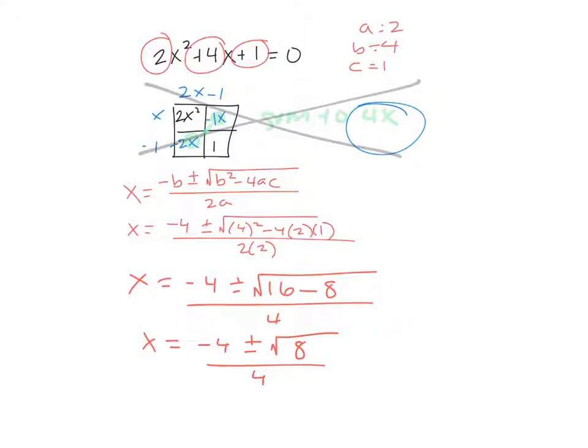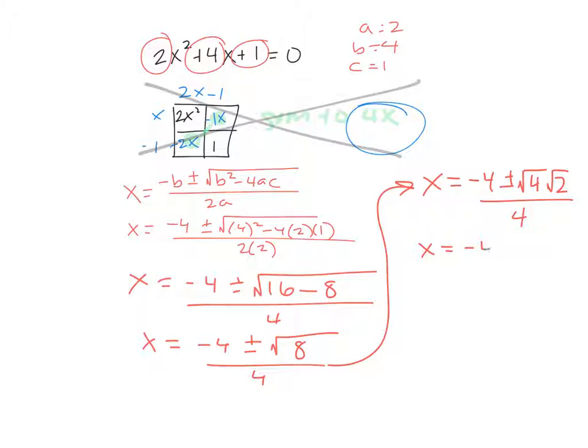So we are going to see if we can reduce that square root of 8 any. So we know that the square root of 8 is the same thing as the square root of 4 times the square root of 2. And that's going to allow us to reduce this. And so we know the square root of 4 is 2.